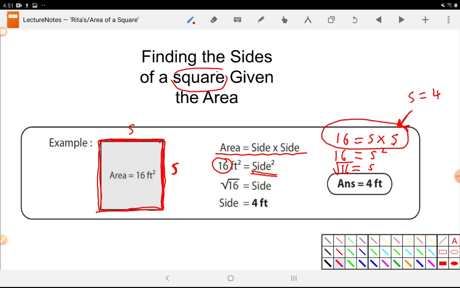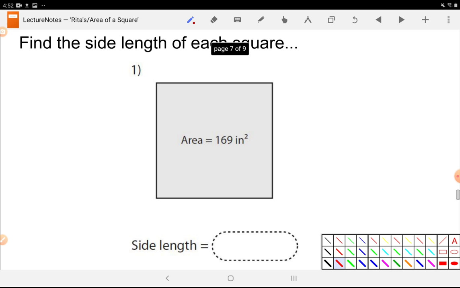One more thing we need to look into: you want to be careful with the units. We are working with square feet. That means each side has a unit. Each side is 4 feet. So the units are feet. All right, let's look at another example or two.